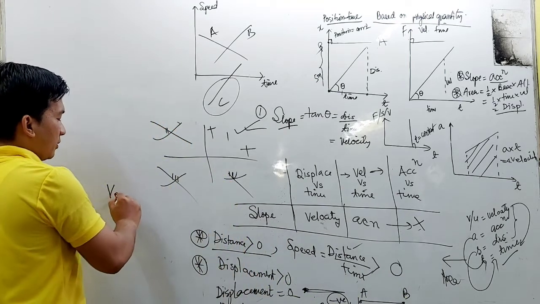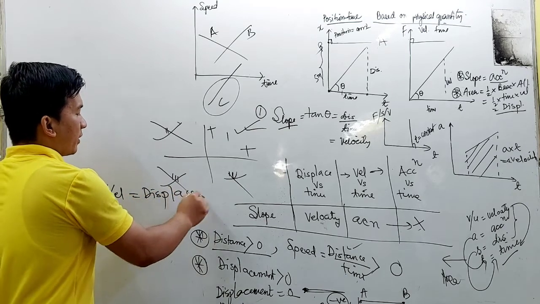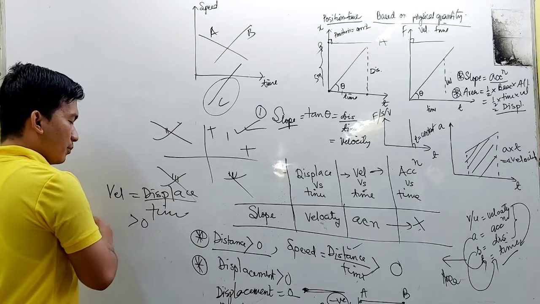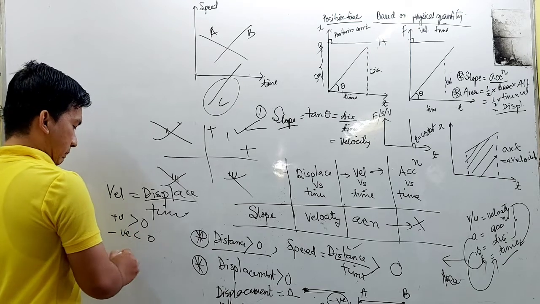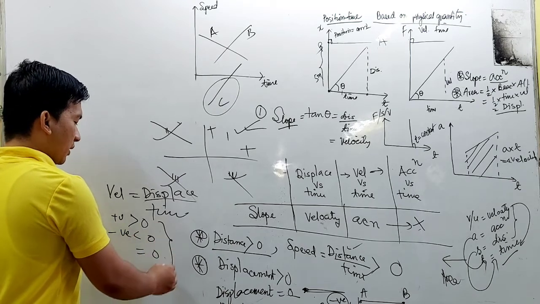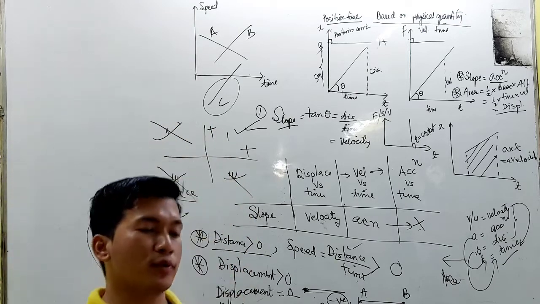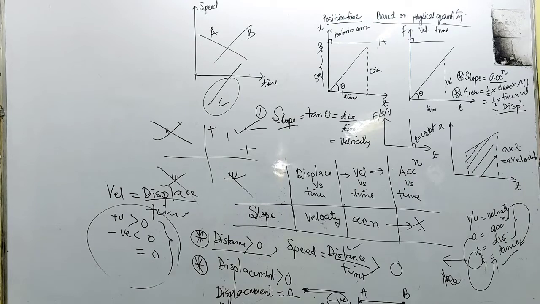Velocity is equal to displacement divided by time. This velocity can be positive, can be negative, or equal to 0. Distance must be positive and speed must be positive. But velocity can be positive, can be zero, or can be negative.